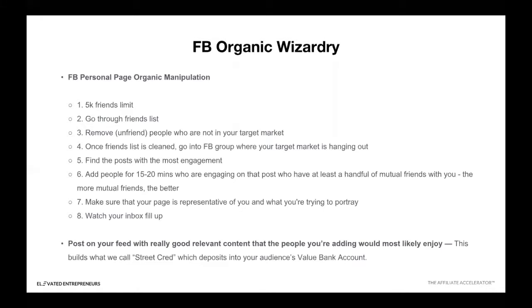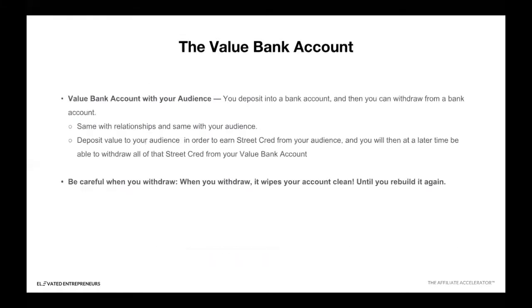What's also huge is that as you do this, you're going to get a lot of new people in your world. So when you make sure your page is representative of what you're trying to portray, what you could do is post on your feed, on your actual page, really good, relevant content that's not necessarily like, hey, enter your email here, but just good content that the people you're adding would most likely enjoy. And this builds what we call street cred, which deposits into your audience's value bank account. The value bank account is when you deposit and you can withdraw. So what you're depositing is value, and what you're withdrawing is money, basically resources, because that's the only thing logical that you can withdraw.